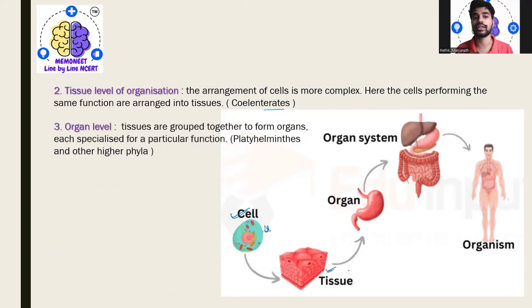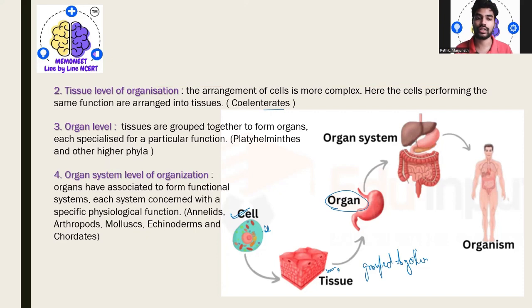The next one is the organ level of organization. Here, these tissues get grouped together. After getting grouped together, they form a specific organ, and each organ has its own specialized function. From Platyhelminthes and other higher phyla, you can see this organ level of organization.